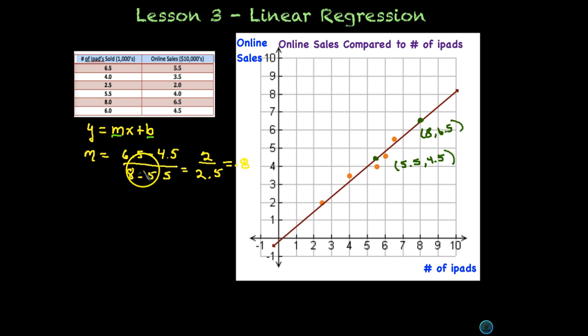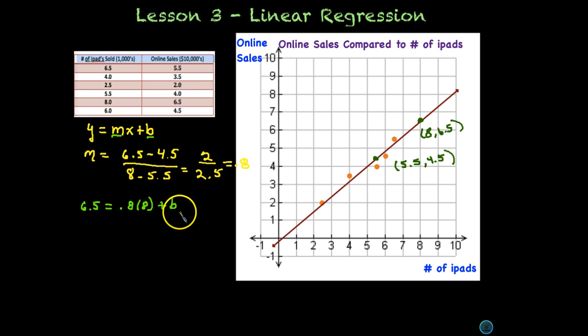So the way we do it is we pick a point that we used, either the 8 and the 6.5, or the 5.5 and the 4.5, and we're going to plug that in for x and y, along with the slope that we just found. I'll go ahead and use the 8 and the 6.5 and plug that in. So I would have 6.5 is equal to 0.8 times 8 plus b.